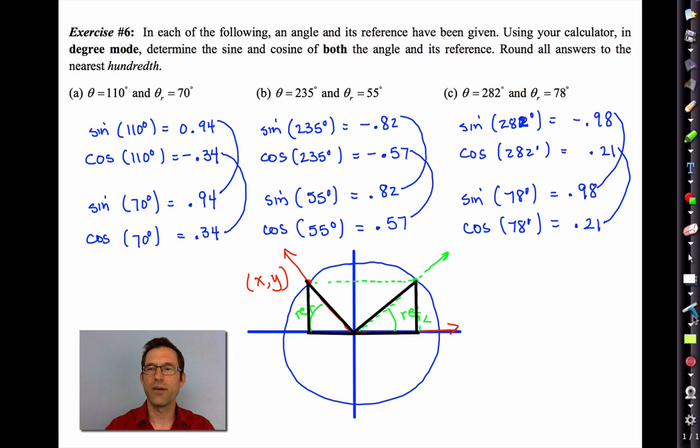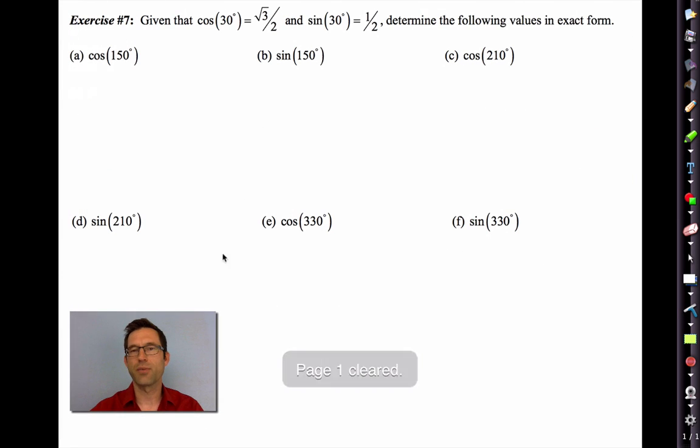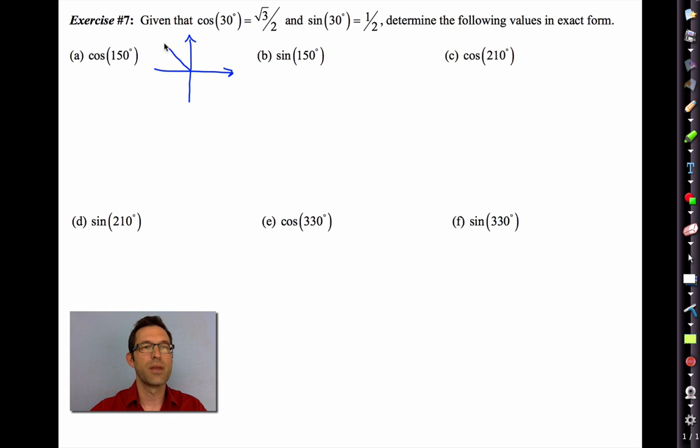Okay, I'm going to clear it out. Let's take a look at the next problem. Make sure we're on my pen. All right. Given that the cosine of 30 degrees equals root 3 over 2, and the sine of 30 degrees equals 1/2, and you can get those from that unit circle diagram, determine the following values in exact form. Now, what in the world does this have to do with 30 degrees? Well, if I draw out a 150 degree angle, it's going to be in the second quadrant. Its reference angle, which for some reason I've decided to always color as green, is 30 degrees.